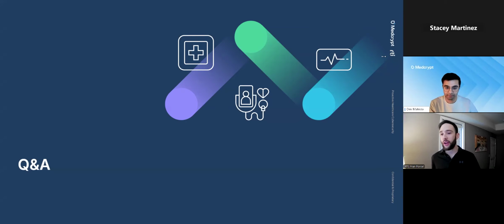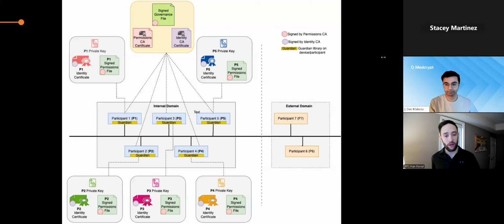That's a good question. And I just realized that we have a cool slide as a backup where we can see a bit of the technicalities. We're going to talk more about this in the webinar on March 19th. You can see here a distributed system with multiple participants communicating with each other. Each of them has a number of inputs: a signed permissions file, an identity certificate, and a private key.